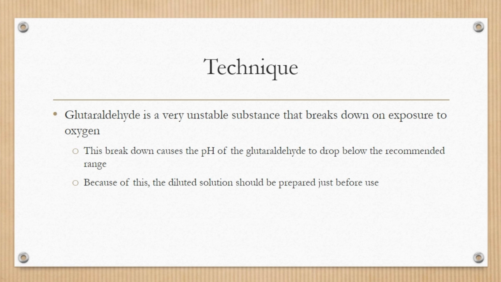Glutaraldehyde is a very unstable substance that breaks down on exposure to oxygen. This breakdown will cause the pH to drop below the range recommended for proper use. This means the glutaraldehyde solution will need to be made just before use to allow for expected results.